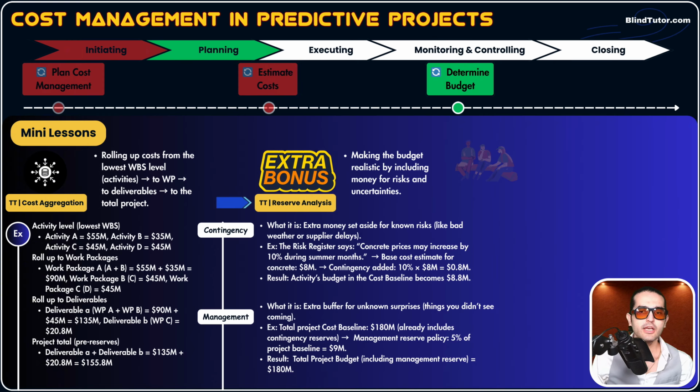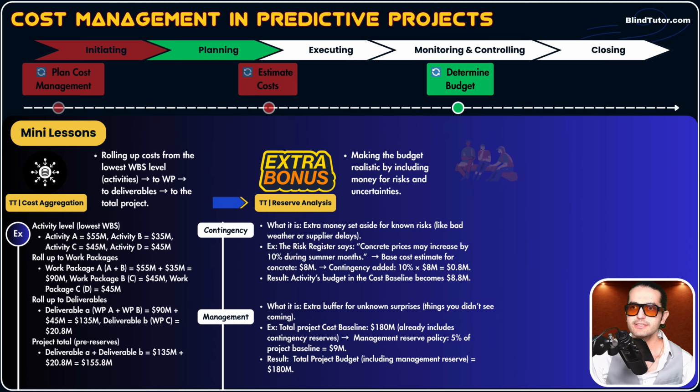For example, guys, total project cost baseline is 180 million for our hospital project. It already includes contingency reserve. Now, to be on a safer side, okay, cost management plan says, hey, you know what? After you come up with cost baseline, apply 5% management reserve on total cost baseline. Okay? Now, the project budget will be how much? Will be like 180 million plus 5% of 180 million.